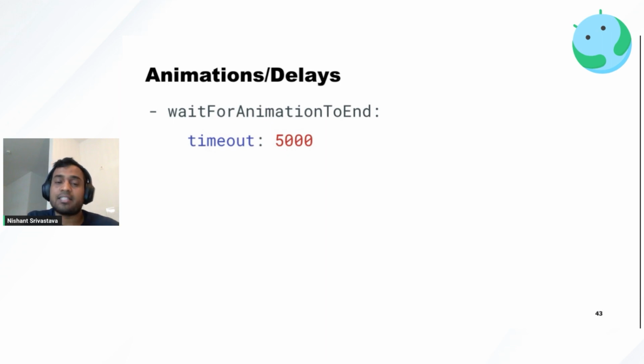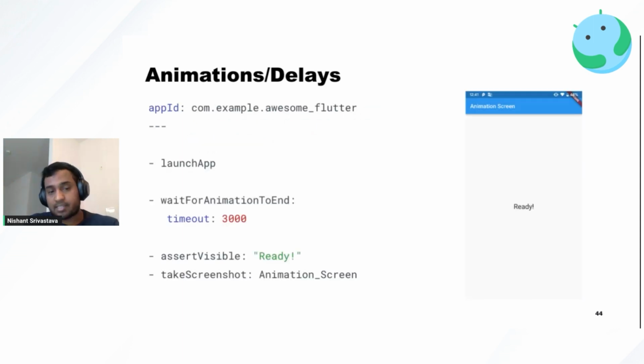And in this case, the timeout we are setting is 5,000 milliseconds. So we're going to see the same test, the one that I wrote with extended wait, use wait for animation to end, another way of doing the same thing, wherein the test is exactly the same. There will be a progress bar, it finishes in 3 seconds or something, then ready text is shown.